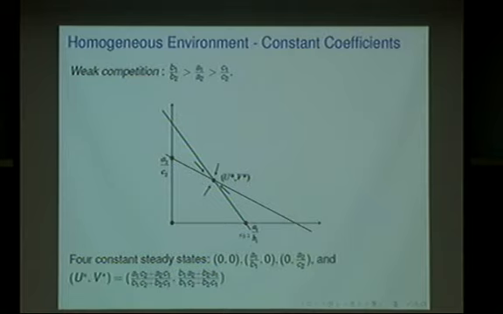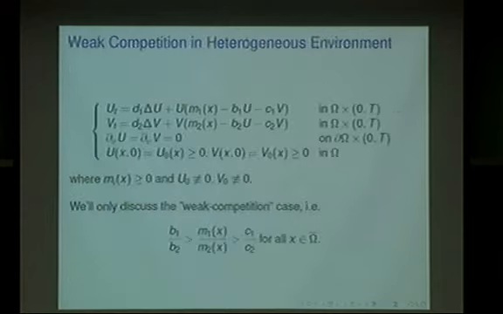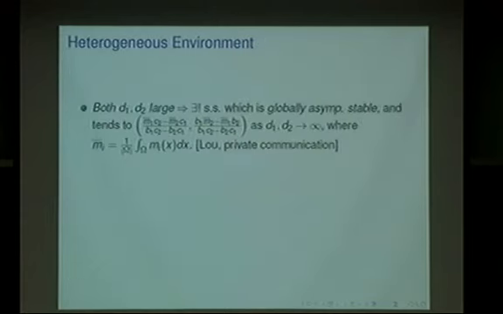Keeping that in mind, now we go to the heterogeneous case. In the heterogeneous case, it is different. But so far, for this one, it is still the same. I'm going to first give you the same conclusions. That is, if both D1, D2 are large, then there is a unique steady state which is globally asymptotically stable. Now we cannot write it down because it's M1(x), M2(x), no longer A1, A2, no longer constants.